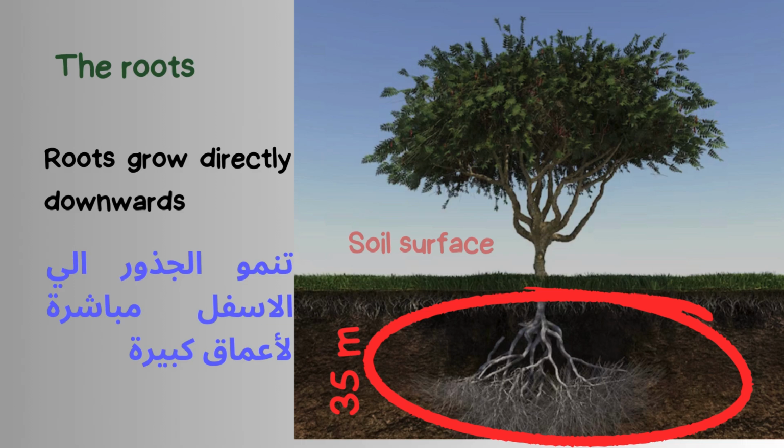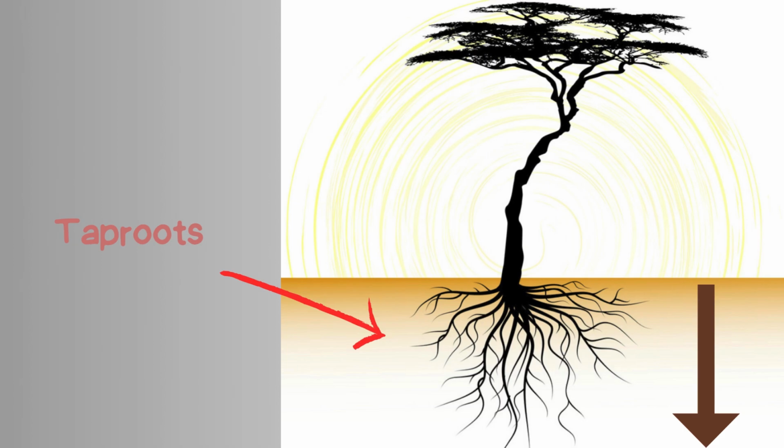Okay, here about the roots. If we see the roots, we will find that the roots grow downward for a long distance, which may reach 35 meters. This is a big number, okay? So the roots grow directly downward. And why? What do you think about this? Yes, to find water, okay? Okay, so this type of roots that grow directly downward are called tap roots, okay? So here, the roots of the acacia tree are called tap roots, okay?